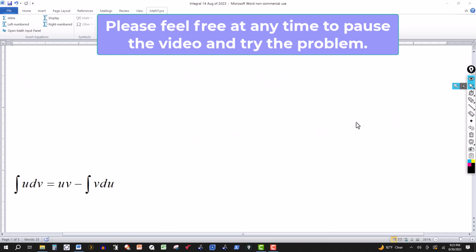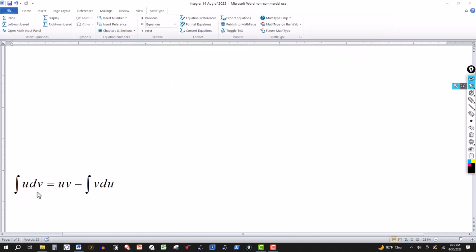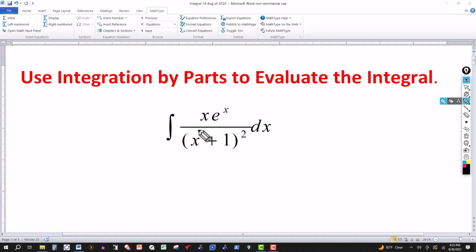So the formula for integration by parts, at least one form of it, looks like this. Want the integral of u dv, and then the first part of the answer will be the product of u and v, and then minus the integral of v du. So what we have to do then is break up this integrand into two parts. One we're going to differentiate, and the other one we're going to integrate.